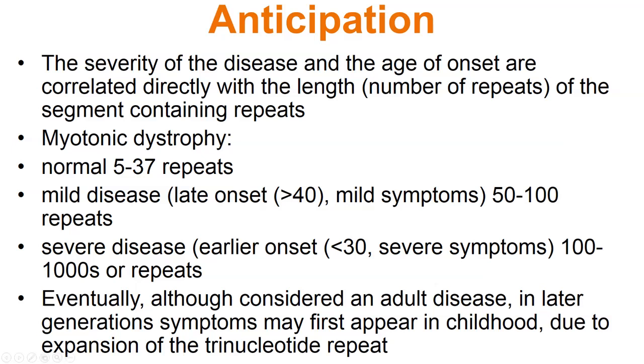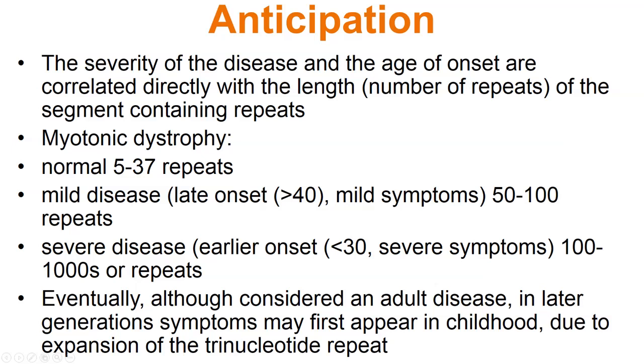You can have somebody with mild disease where you have a very late onset of symptoms. And once again, they probably have already had children at this point. Older than 40, they may have already had grandchildren. But they have milder symptoms and a late age of onset. They might have 50 to 100 repeats. And you certainly don't have to try to memorize those numbers. This is just illustrating a principle.